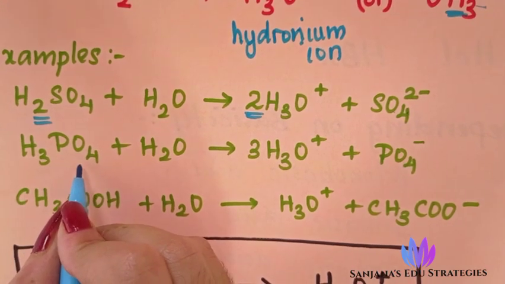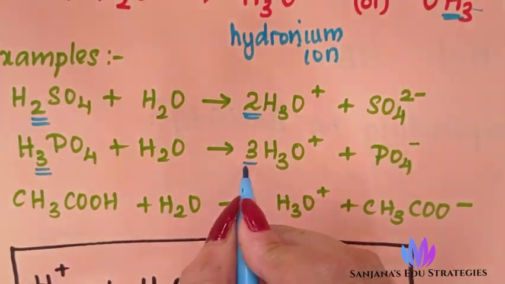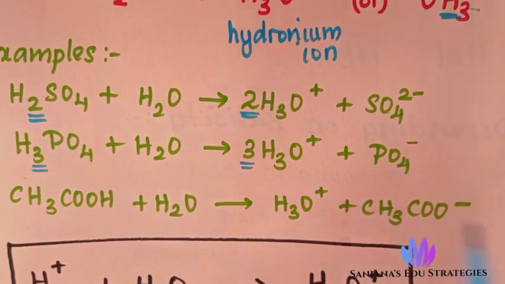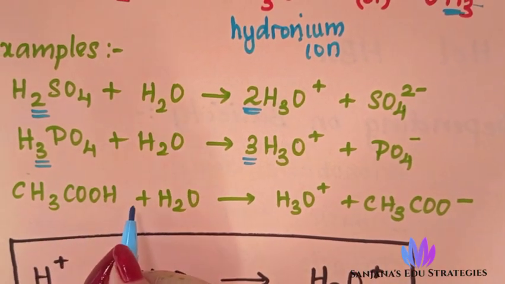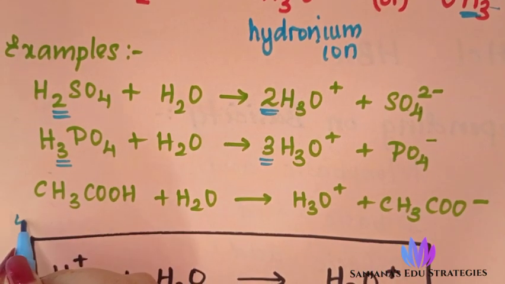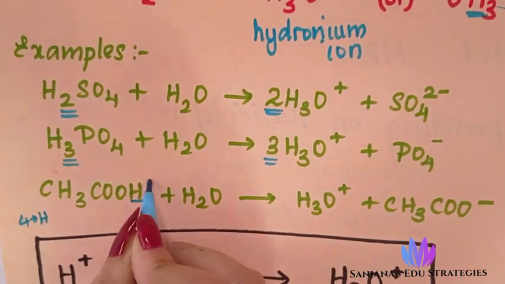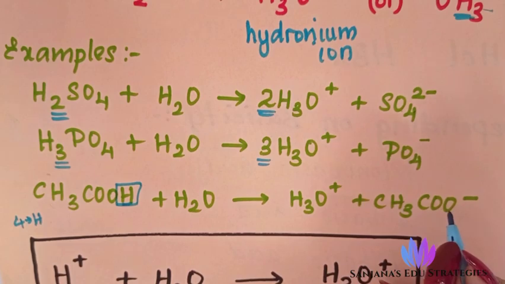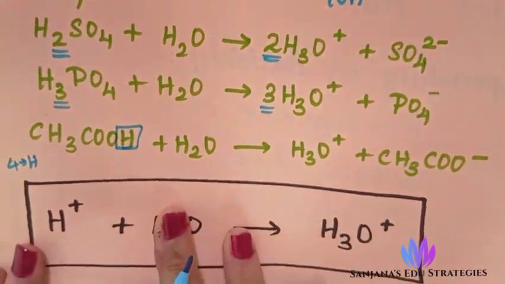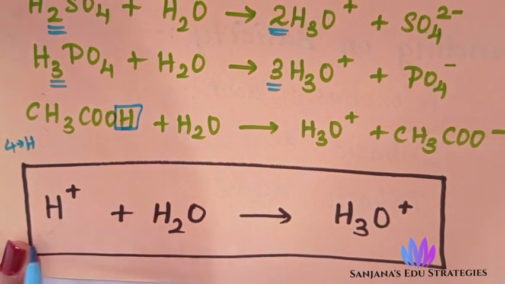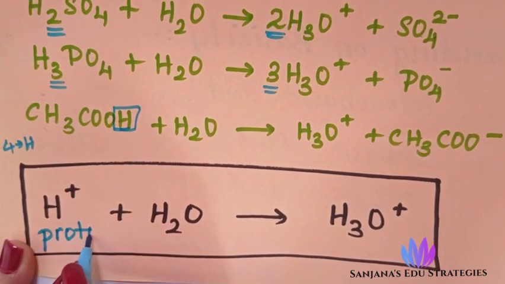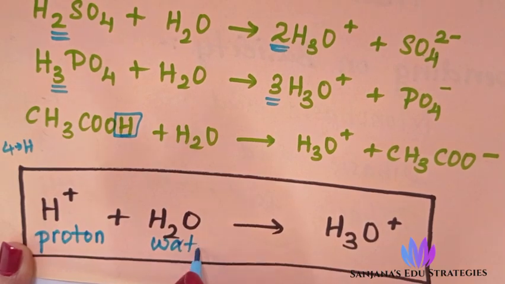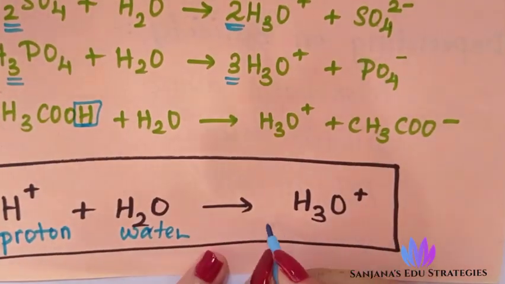Again, phosphoric acid has 3 replaceable hydrogens, so it forms 3 hydronium ions and a phosphate ion. Again, CH3COOH: here we have 4 hydrogens in total, but only 1 replaceable hydrogen, so it forms only 1 hydronium ion and CH3COO minus. So the main concept is this H plus, that is 1 proton. You can call it a proton because H plus is a proton. So proton plus water gives the hydronium ion.